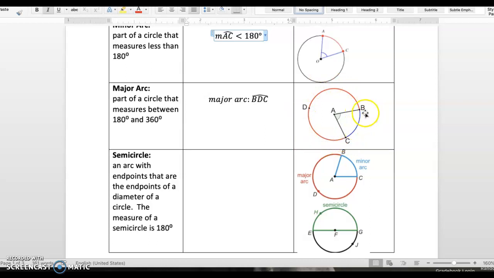You can't say BCD because that would mean I'm going in this left downwards direction. So be specific with the direction you want me to follow. So B, D, C forces me to follow along that red line. And clearly it looks like a rather large angle measure. So that is why this red is considered a major arc. It's clearly more than half the circle that is taken up as well.